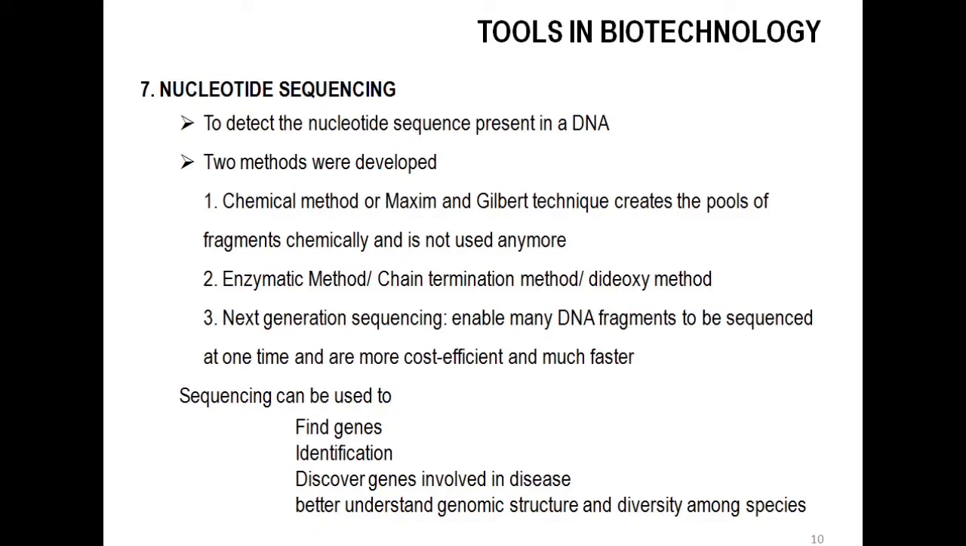And this DNA sequencing can be used to find specific genes present in a DNA, and is also used for the identification of organisms, or for DNA barcoding. We can also use this tool to discover genes involved in diseases. We know that some genetic diseases are formed due to the presence of abnormal or unusual nucleotides in some genes. That's why some genetic diseases form. So that type of gene, the disease causing gene, we can isolate using nucleotide sequencing.